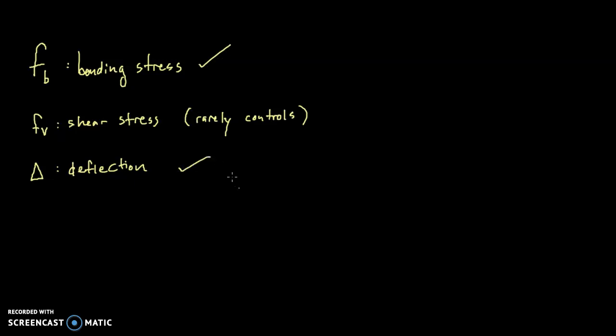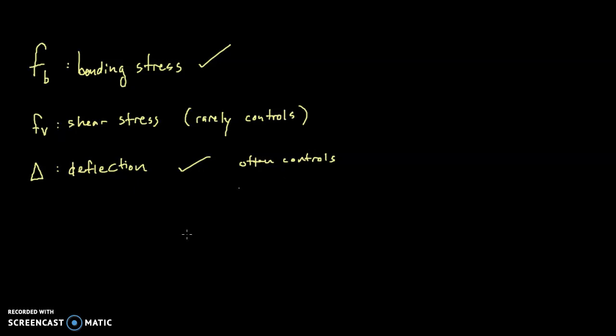And it may be surprising to find out that deflection often controls. So it's very common to select a beam size that is perfectly adequate at resisting stress. It's in no danger of actually failing, but it might deflect too much. It might bounce or sway or just move too much, in which case it would be determined to be unacceptable.